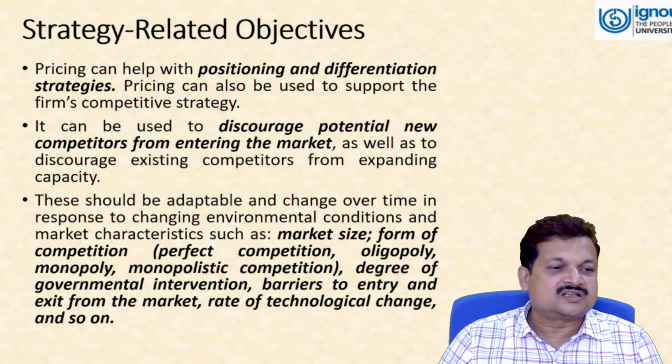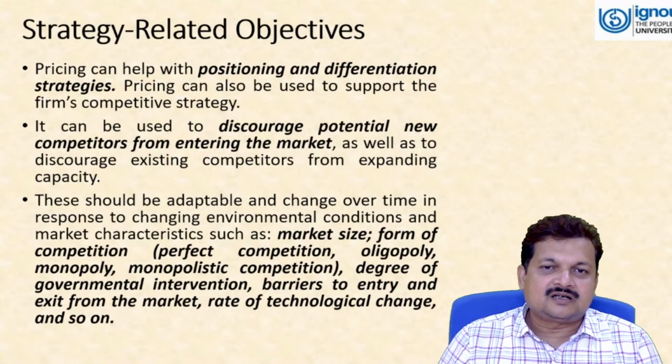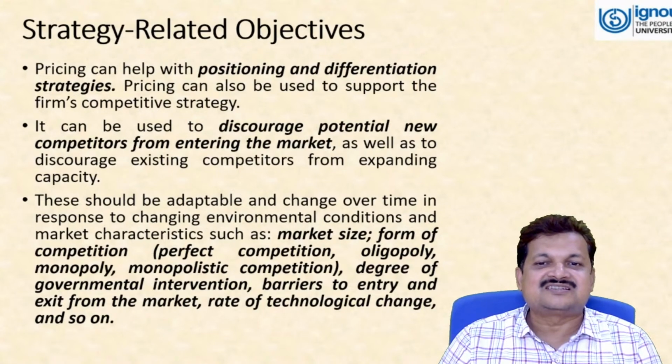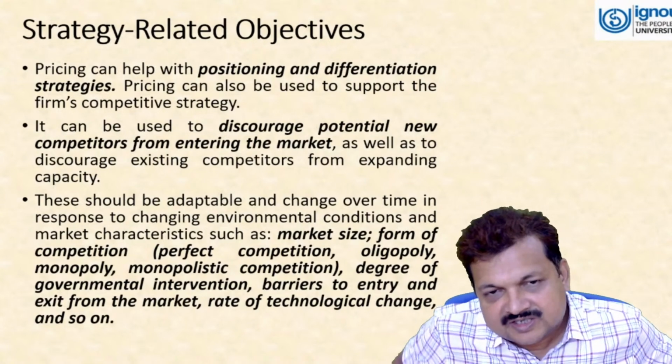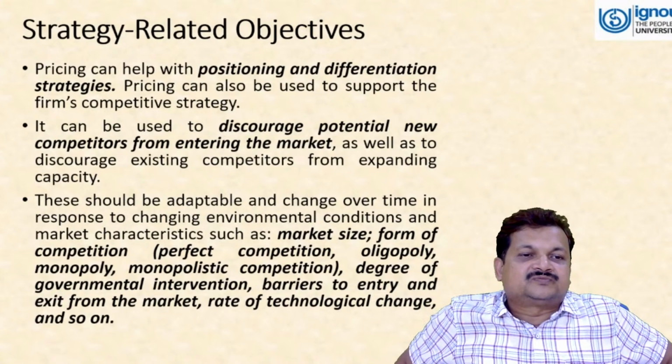So that is the boundary line they have prepared like that. This should be adaptable and change over time in response to changing environmental conditions and market characteristics. So market size increased means, if it is a perfect competition, then forms of competition are there. So equal number of sellers, equal number of buyers. So everybody is able to compete.